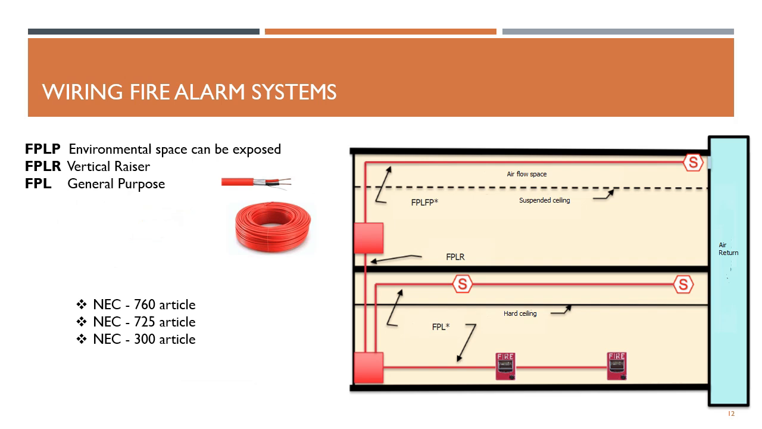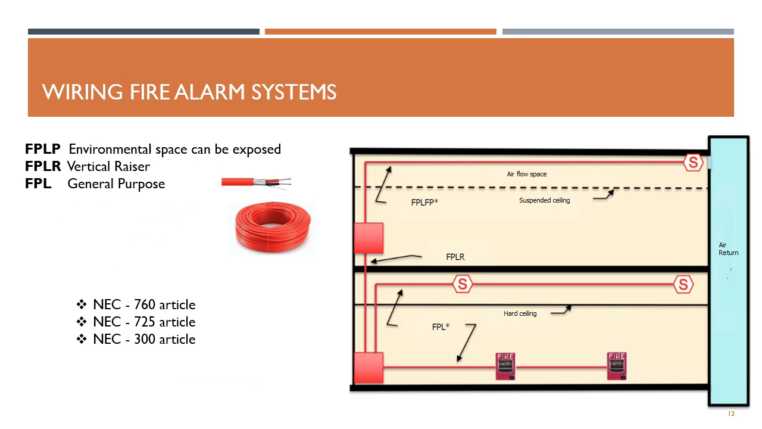And finally, the general purpose one, that are the FPL, that are the ones that you will generally use or are using right now. In the picture on the right, you can see how and at what point each cable should be used. Below you can see we have the FPL type, which is used to wire all the devices, either notification or initiation.